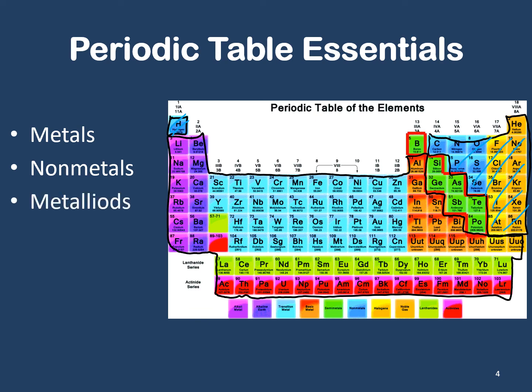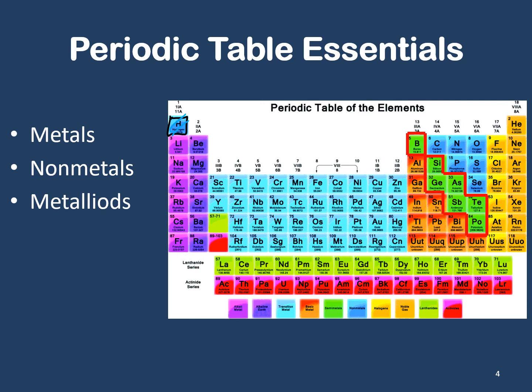Then there are the metalloids or semimetals, which I've bracketed in red here. That's what I would try to remember, because if you remember where the metalloids are, then anything to the left of the metalloids, again, exception being hydrogen, is going to be a metal, and everything to the right is going to be a nonmetal.